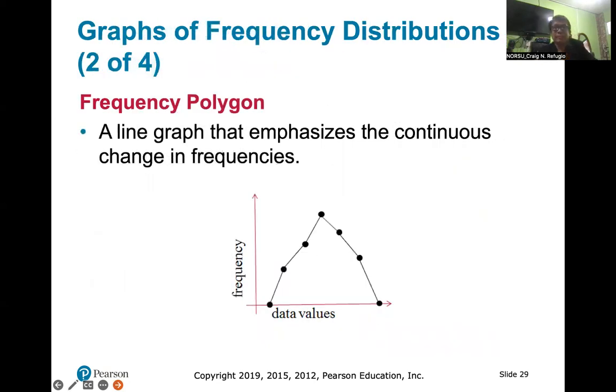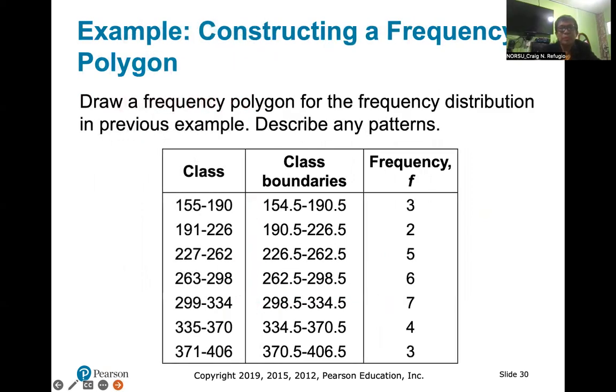Frequency polygon. So a line graph that emphasizes the continuous change in frequencies. So this one is an example of a line graph. So how are we going to construct a line graph? Draw a frequency polygon for the frequency distribution in the previous example. Describe any patterns. So we have now the class boundaries and then the frequencies.